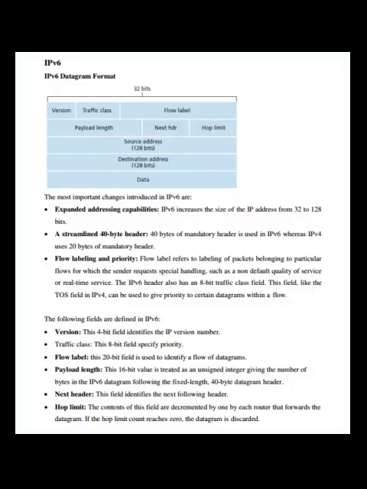IPv6 datagram format. See the figure. The most important changes introduced in IPv6 are expanded addressing capabilities. IPv6 increases the size of IP addresses from 32 to 128 bits. A streamlined 40-byte header: 40 bytes of mandatory header is used in IPv6, whereas IPv4 uses 20 bytes of mandatory header. Flow labeling and priority. Flow label refers to the labeling of packets belonging to a particular flow for which the sender requests special handling, such as a non-default quality of service or real-time service.